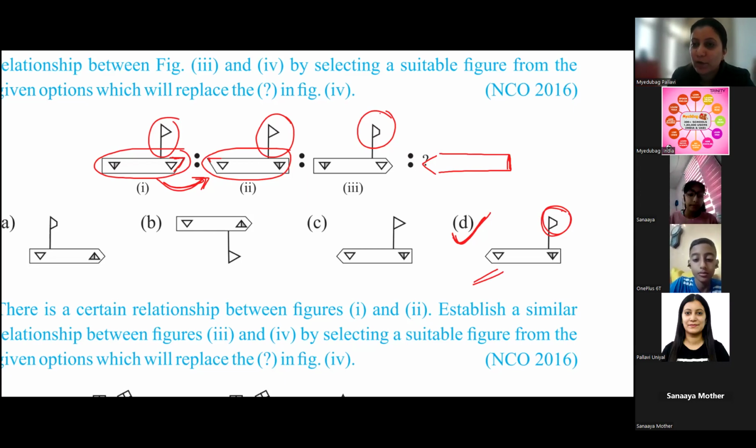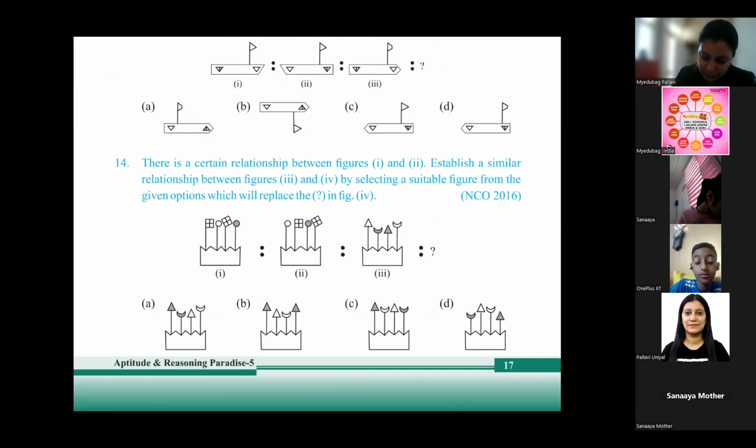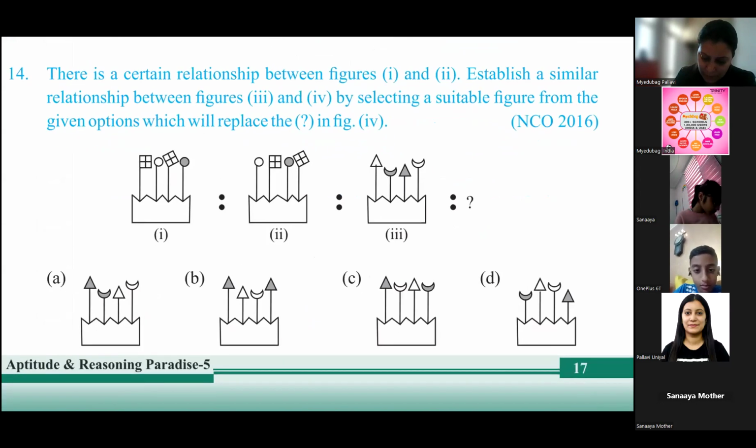Okay, ma'am. Okay, both of you, any confusion now? No, ma'am. Okay, let's see the next one. Question number 14. Okay, this is also not that tough.